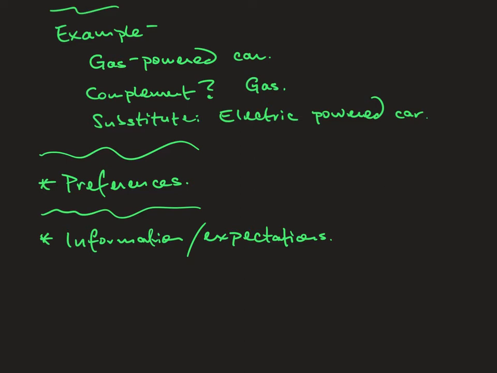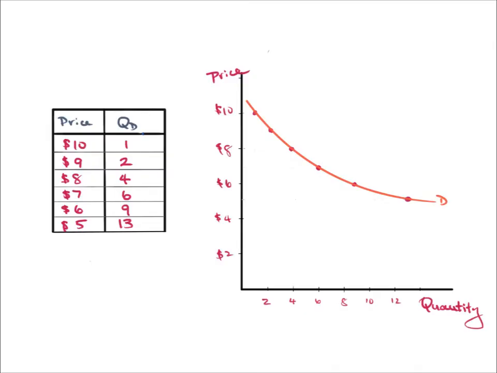Economics? Okay, fine. Okay, information and expectations impact our demand. And the last thing on this list is the number of buyers in the market, which will impact the entire demand in the market. As we add more buyers to the market, the amount that people will purchase at any price increases just because there are more people.